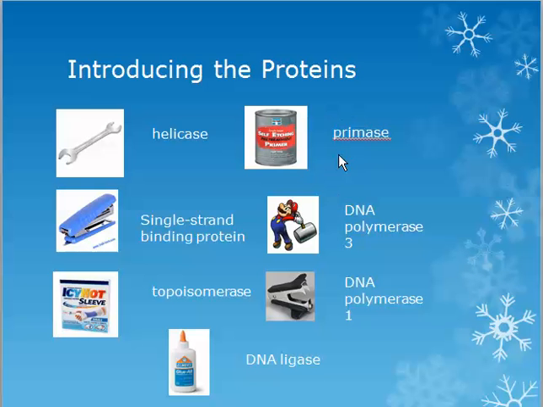Primase synthesizes an RNA primer at the 5' end of each strand. Notice it is primer. DNA polymerase III synthesizes new DNA using the parental template and adding nucleotides to the 3' end of the primer or existing DNA strand. Notice it is Mario with a hammer. DNA polymerase I replaces the RNA nucleotides of the primers with DNA nucleotides at the 5' end. Notice it is a stapler remover. DNA ligase joins the beginning and end of two DNA segments. Notice it is Elmer's glue.